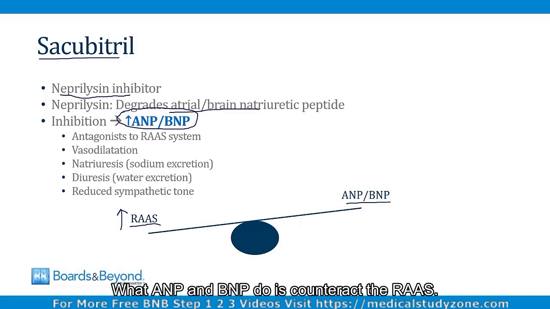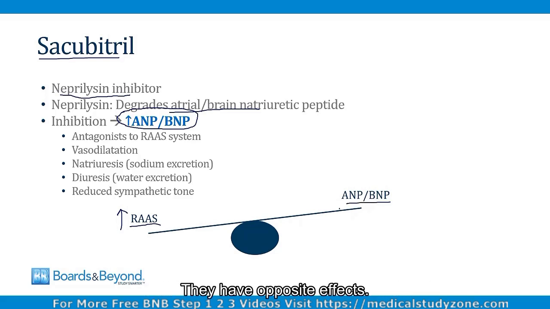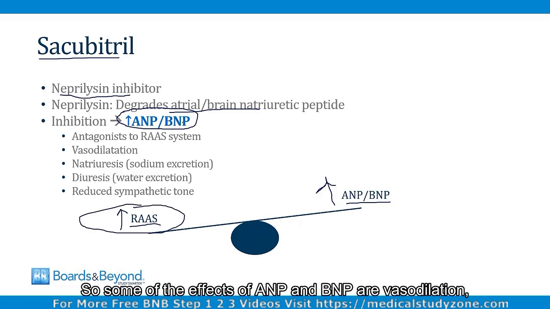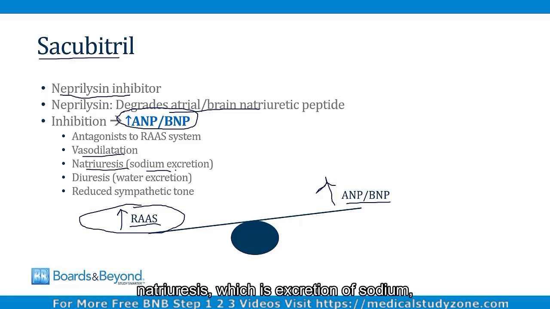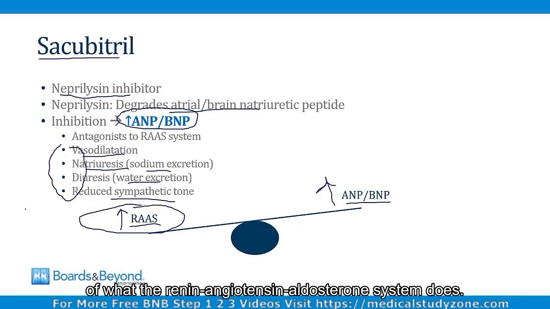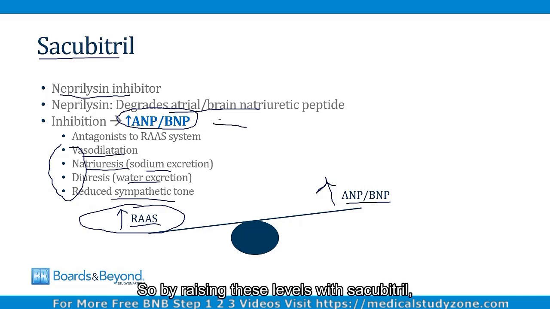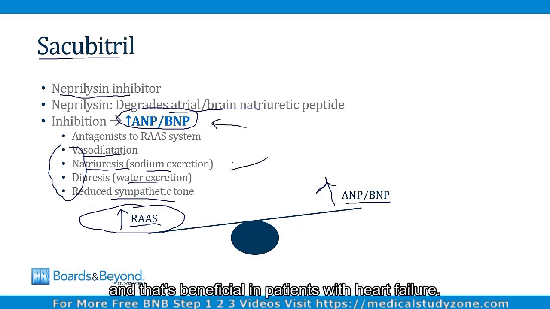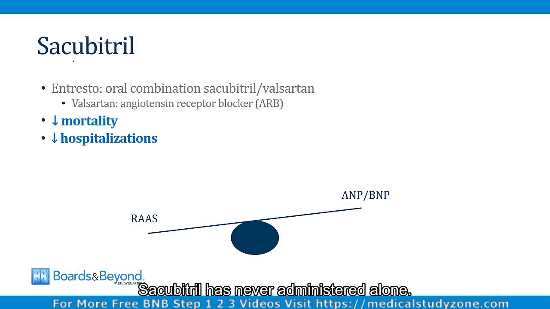What ANP and BNP do is counteract the RAS. They have opposite effects. So if you raise the levels of ANP and BNP, you counteract the deleterious effects of overactivation of the RAS. So some of the effects of ANP and BNP are vasodilation, natriuresis, which is excretion of sodium, also water excretion, which is diuresis, and reduced sympathetic tone. And all of these things are the opposite of what the renin-angiotensin-aldosterone system does. So by raising these levels with sacubitril, you boost these effects, and that's beneficial in patients with heart failure. Sacubitril is never administered alone. It's always administered as a combination medicine called Entresto.